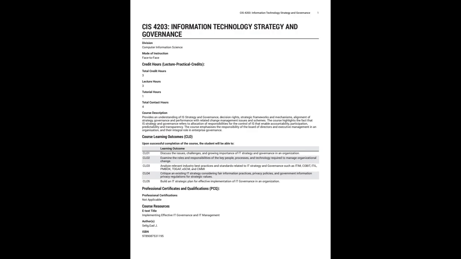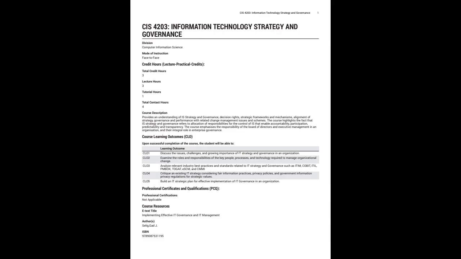The FOA is a practical FOA, which is also okay, and it will have mainly essay questions and case studies inside the FOA. These are the CLOs we are covering in this course. There are 5 course learning objectives. CLO1 is to discuss the issues, challenges, and the importance of IT strategy and governance in an organization, and we will talk about this today.